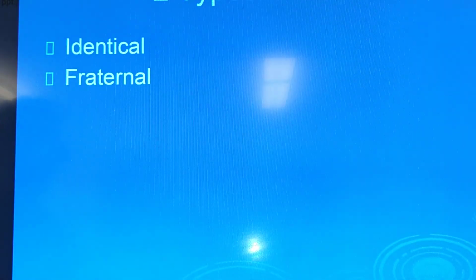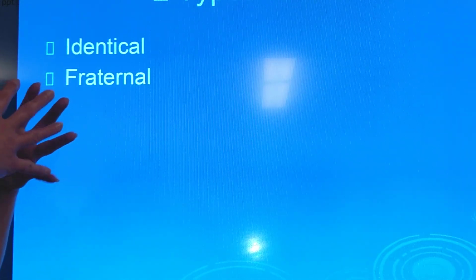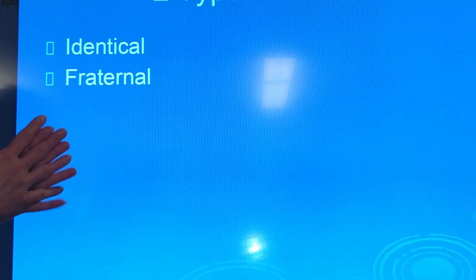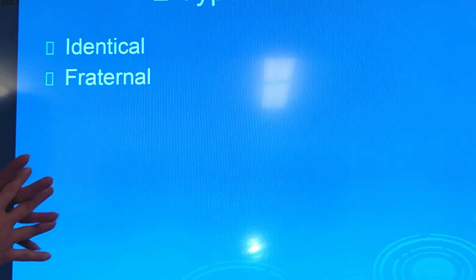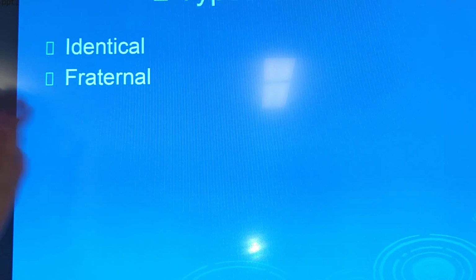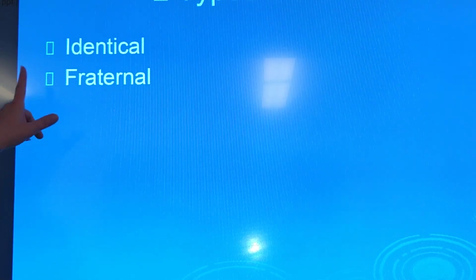Sometimes, once the egg is fertilized, it can split, and that'll make twins. Identical twins: if the egg has already been fertilized with the sperm, and then that one cell, or couple of cells, maybe it's already divided a couple of times, splits, that will make identical twins like me and my sister. Fraternal twins means two totally separate eggs fertilized by two totally separate sperm. That would be fraternal twins.